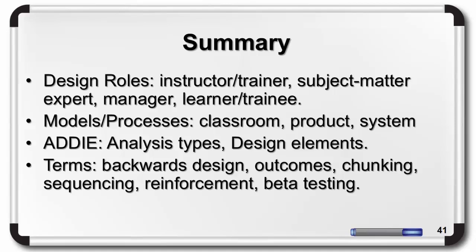In this lesson, we've looked at several new things. We now know that there are various roles that people play in the design process. We also know that there are many different models that explain learning and instructional design processes, which have been categorized into 3 types: classroom models, product models, and system models. We were introduced to our first model called ADDI and focused in detail on the types of analysis we may do as designers, as well as the various elements we need to consider when designing, like outcomes, assessments, content, and delivery methods.